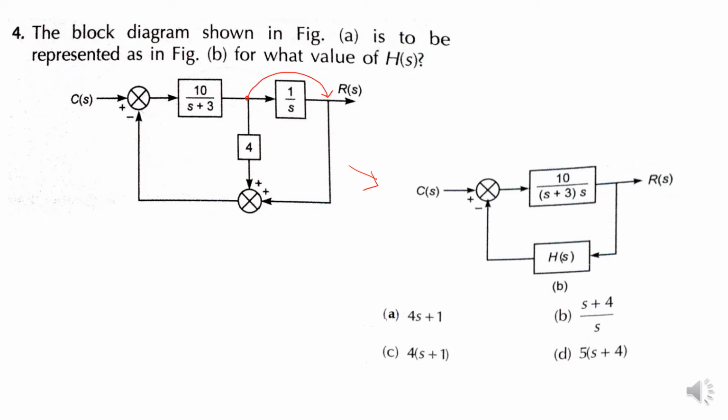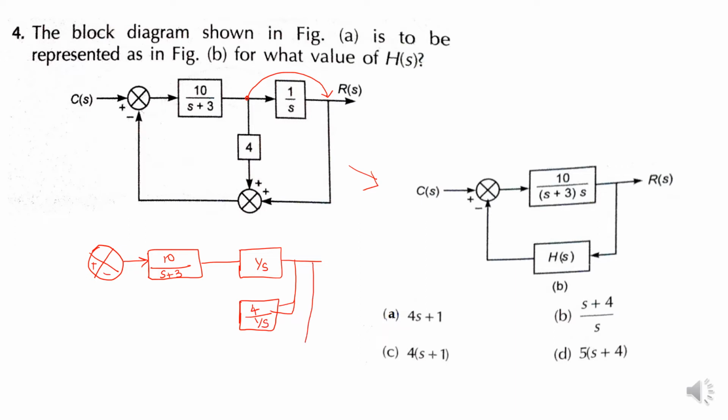If I move the takeoff point after the block, I have to divide 4 by 1 plus S. Okay, I have to redraw the diagram. I am going to move the takeoff point after the block. So here 1 by S. Now I am going to move the takeoff point after the block. So 4 divided by 1 by S.